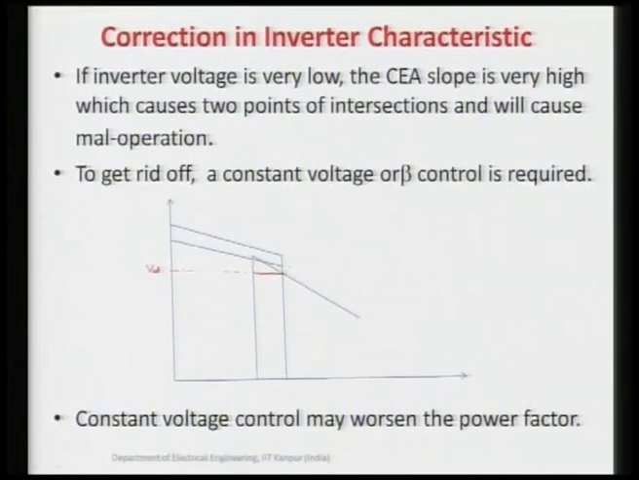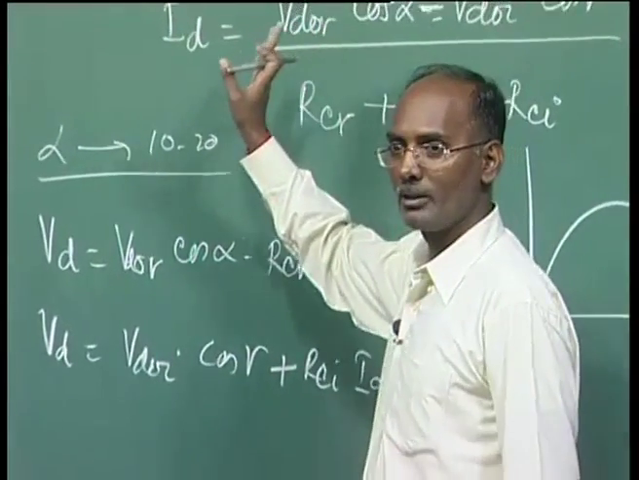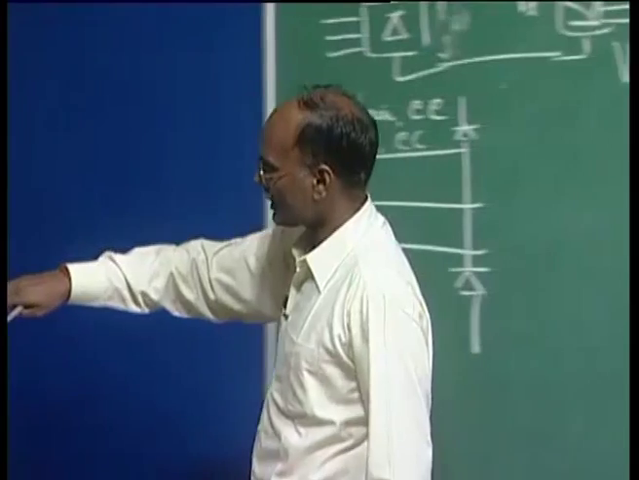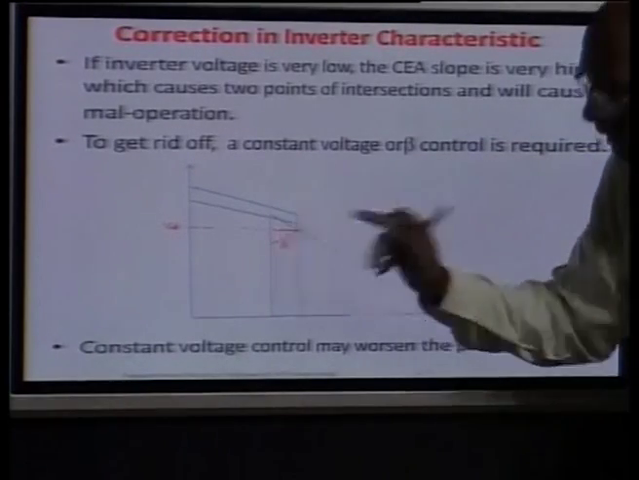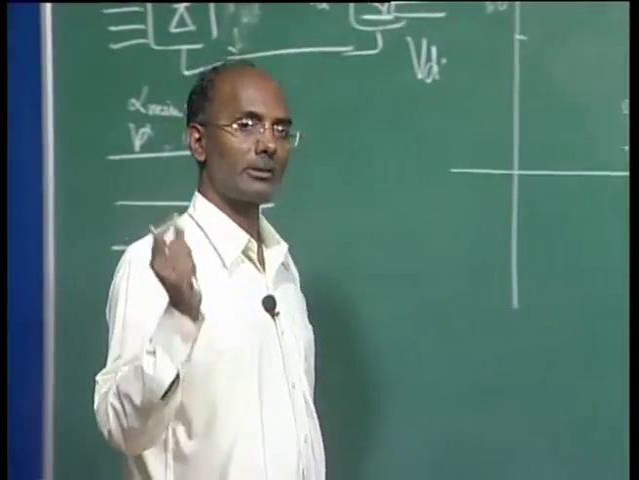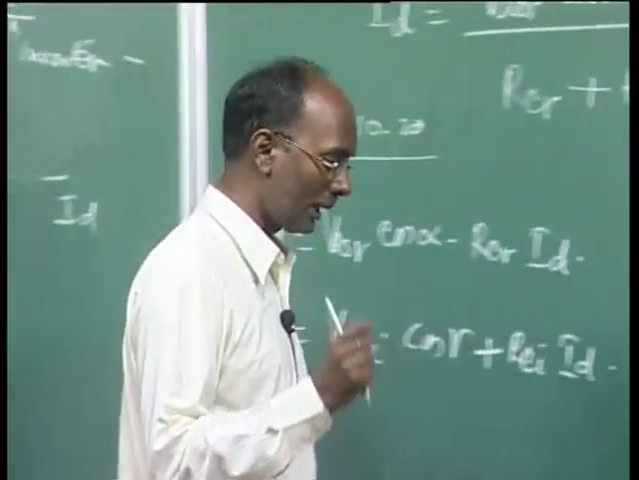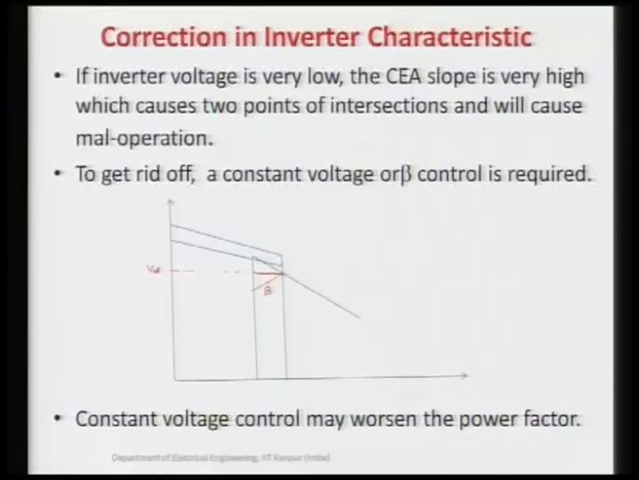Or we can have another characteristic here, that is the constant beta control. This beta axis here, its slope is positive, so it is a positive characteristic. Or we can have the constant voltage, and in this case, whatever you do, there will always be one intersection, meaning you get only one operating point. So as written here, to get rid of the multiple intersections, constant voltage or beta control is required.